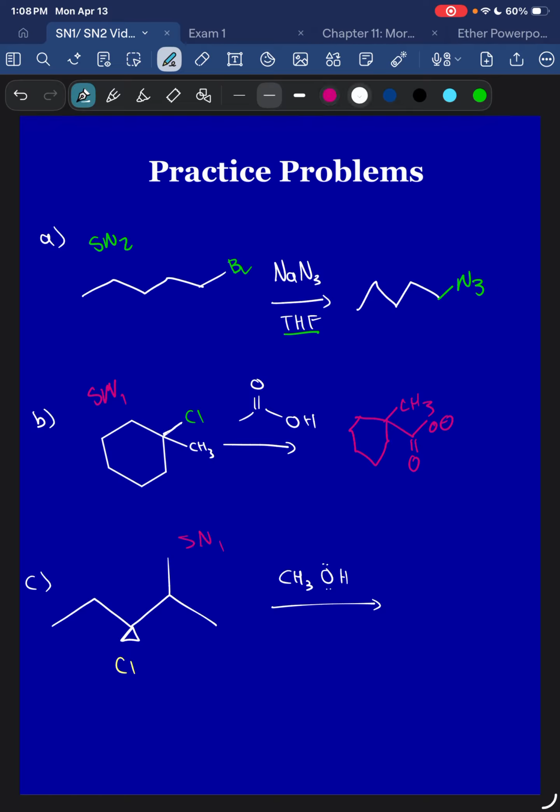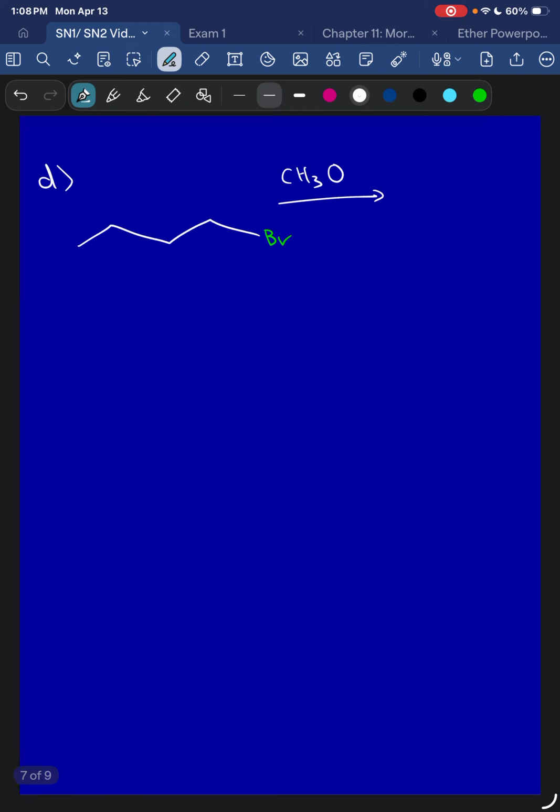So our final product, and remember that with an SN1 you can have a carbocation, and in this case the carbocation will rearrange to form a product that looks like this. And this is just to show that there's racemization, so you've got the plus and minus of this. For this one, this is methoxide, and methoxide is very strong. And we have a primary halide, which leads me to believe that it's going to be an SN2 reaction mechanism, which will end up looking like this.